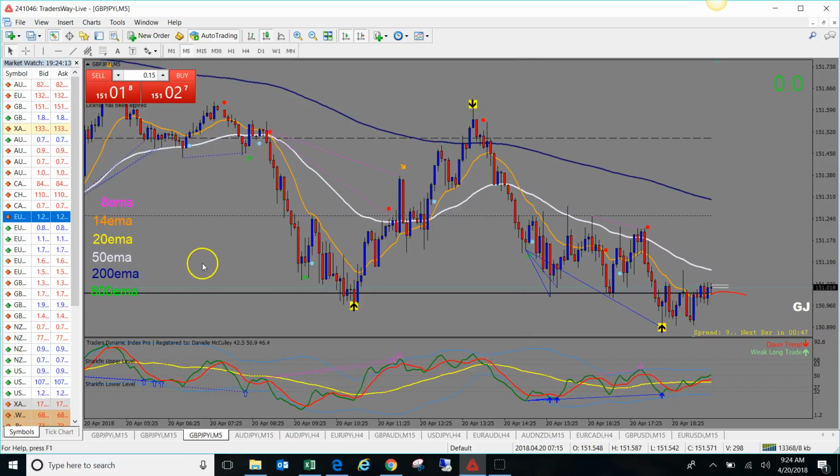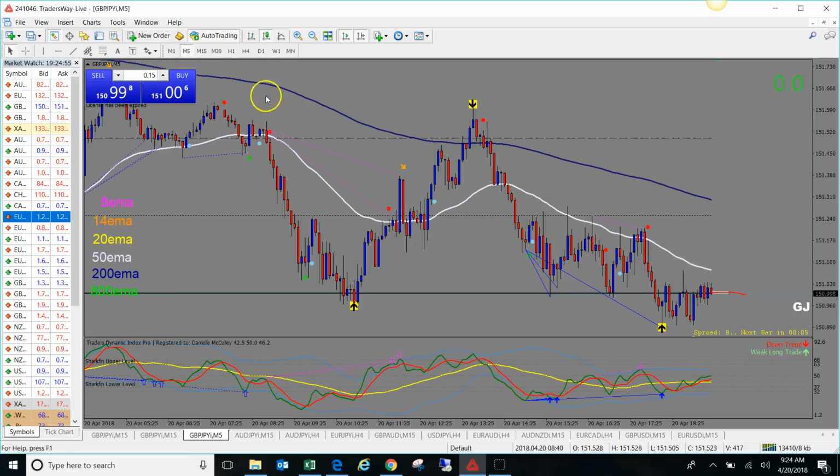Now let's talk about the 50 and the 200. I'm a little confused because I have different colors on different charts. But the 50 and the 200, I use those to help me identify the trend. Anytime you have this 50 below the 200, you're in a bearish market, so you're looking to sell. Especially on these lower time frames, you're not really looking to buy. You're looking to sell if you're trading the trend.